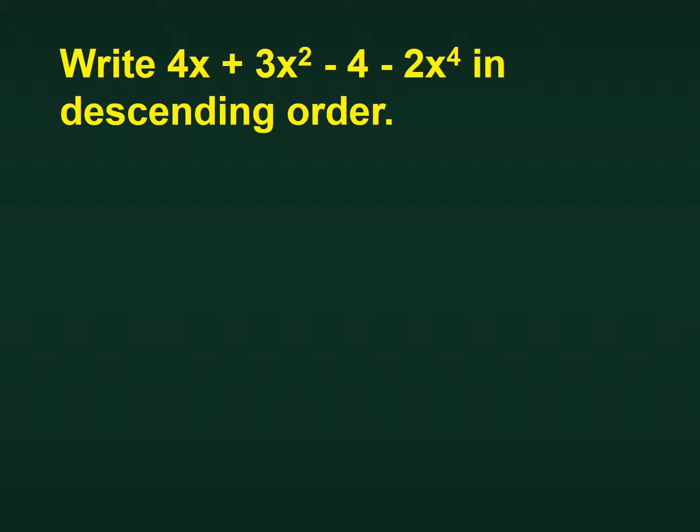Let's do a practice problem. Let's do 4x plus 3x squared minus 4 minus 2x to the fourth in descending order. So descending order is highest to lowest. So the first term we want to put is the negative 2x to the fourth. Notice that the negative goes with that coefficient. The next is the 3x squared, then the 4x, and then the negative 4. Notice that the minus went with that term.